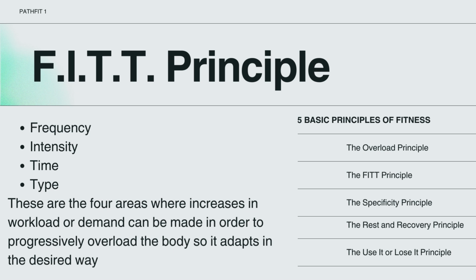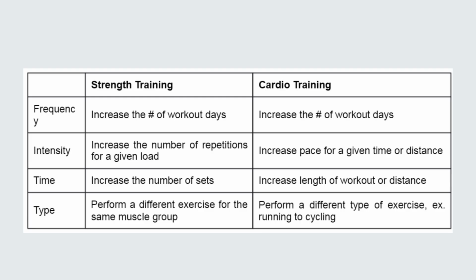Type means the type of exercise you would like to perform, like strength training, cardio, or a combination of both. The type of exercise is tied to the specificity principle discussed next. This table illustrates how to combine the overload principle and the FITT principle for strength training or cardiovascular training. This is just an example, so you can pause the video if you want to read it more.